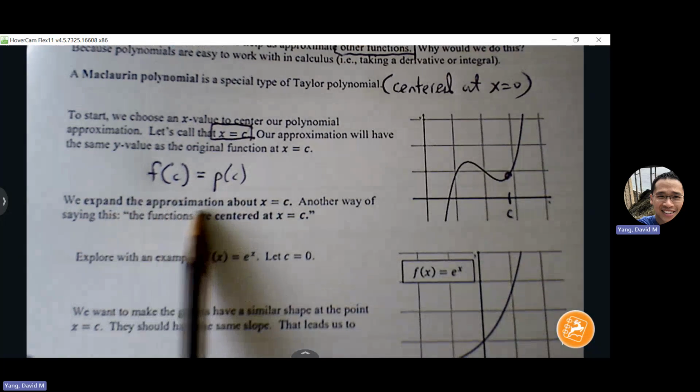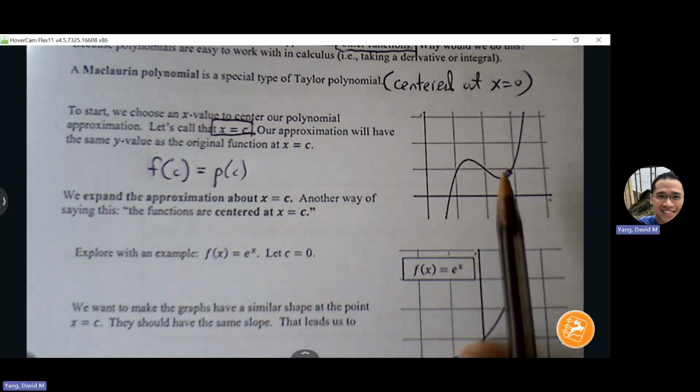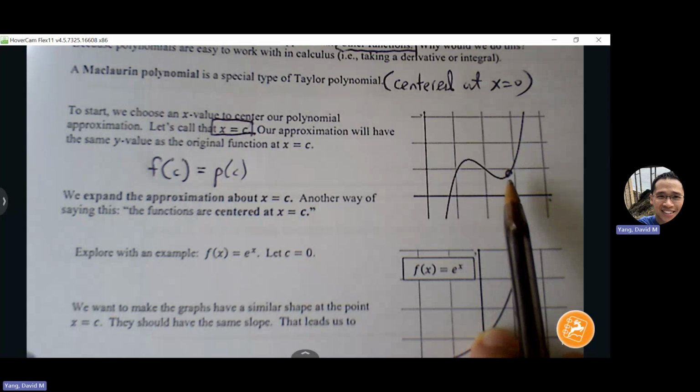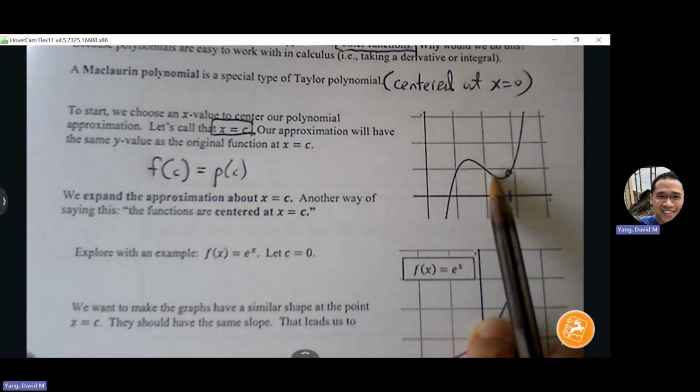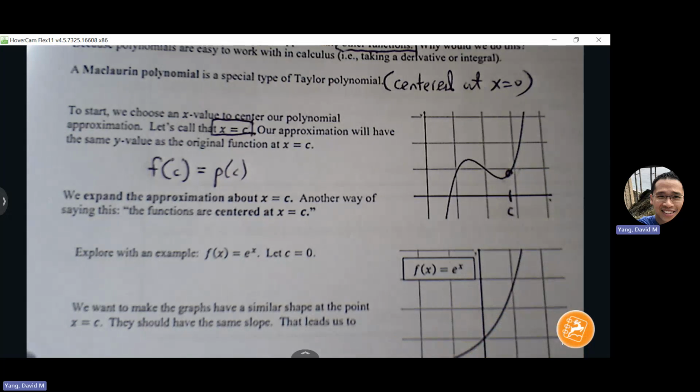So we expand the approximation about x equals C. The more information we gather, the more our polynomial is going to begin looking like the graph. Wherever the center is, it's going to start expanding the similarities from that center in both directions. Another way of saying this, the function is centered at x equals C.